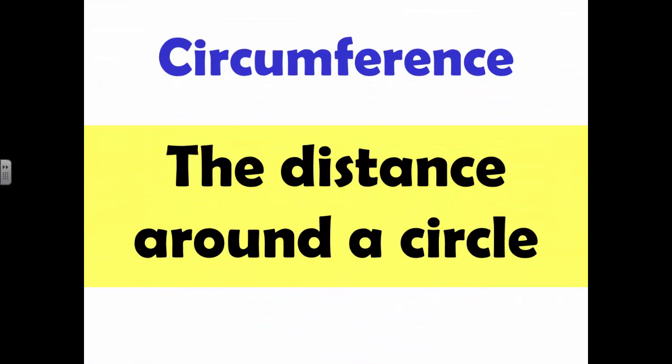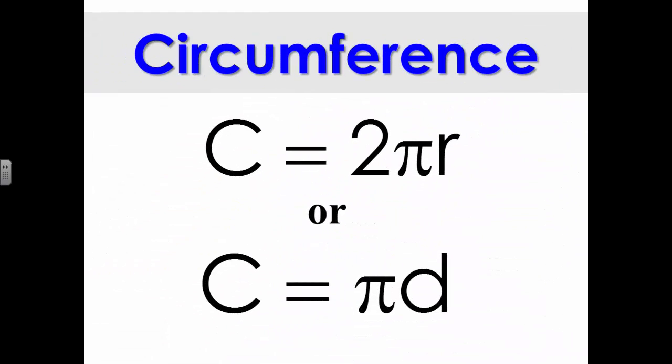The circumference is the distance around a circle. The formulas you can use are circumference equals 2 pi r or circumference equals pi times diameter. These formulas will be provided for you, but here's a little jingle to help you remember. Circumference equals 2 pi r.